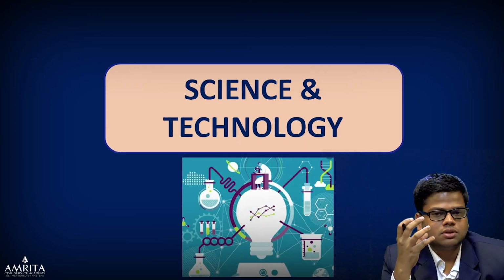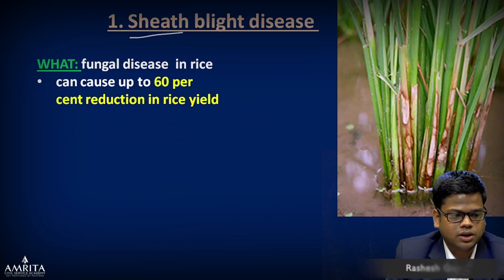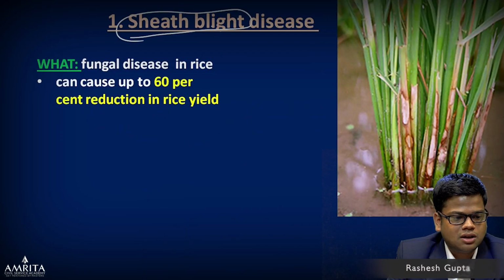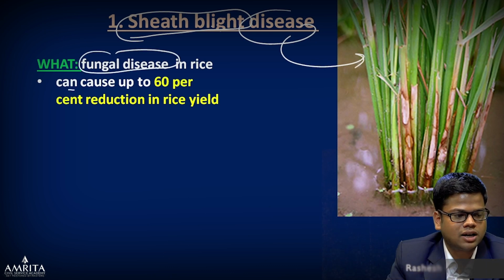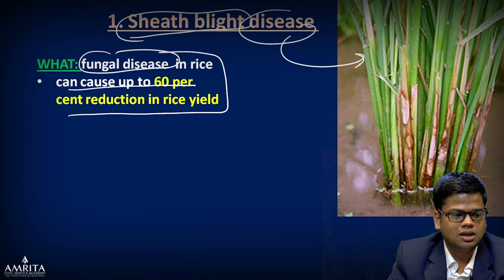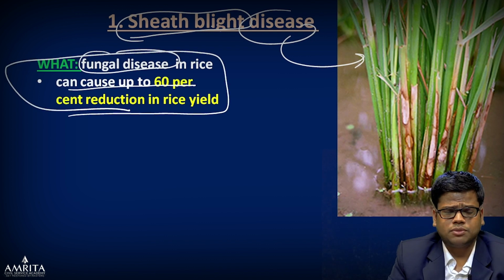First we'll have some plant diseases. First one is sheath blight disease. So this is in a rice plant. It's a fungal disease in the rice that can cause up to 60% reduction in the rice yield. So the question can come, only very easy questions come from this, right?